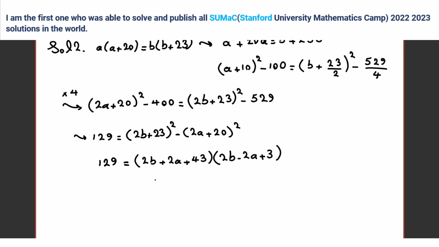So, we should prime factorize 129, right? Prime factorization of 129 is what? 3 times 43. Exactly. Now, in general, we should consider all cases, for example minus 1, minus 129. This part cannot be negative. Why?